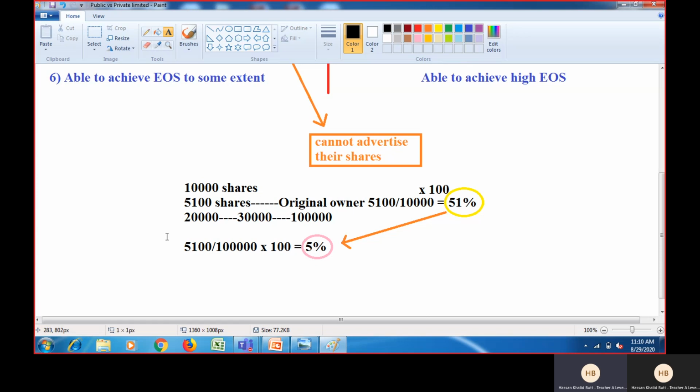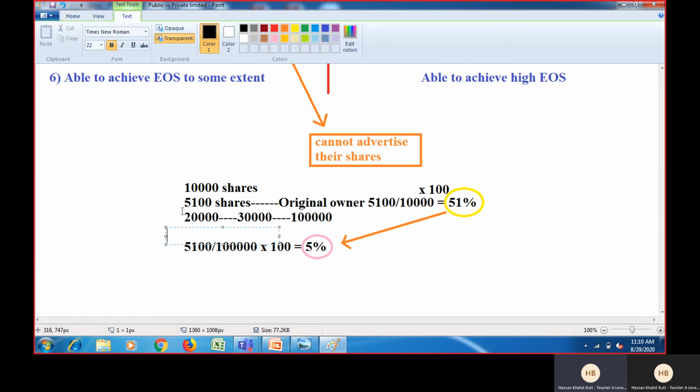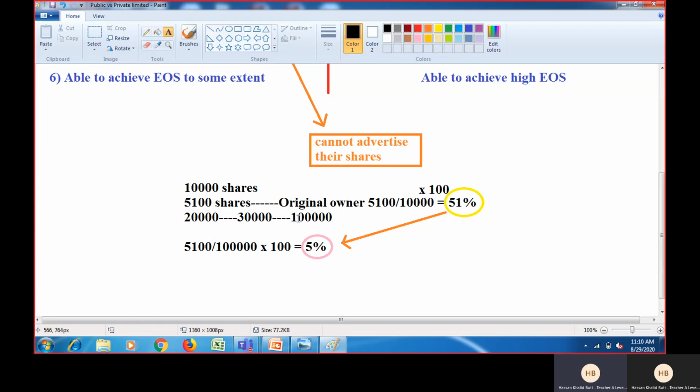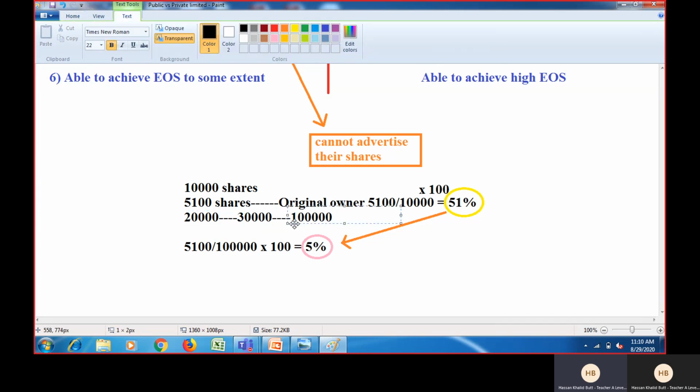Now, what happens in a public limited company is that because there is no limit, companies keep on issuing shares to raise more capital so that they can expand more, and that is the purpose of forming a public limited company. What is the point of keeping a public limited company small? Otherwise, there are other forms of business as well, like a private limited company, sole trader, partnership. You form a public limited company just because you want to expand it to a high level. So you keep on issuing shares, 20,000, 30,000, even 100,000, right?